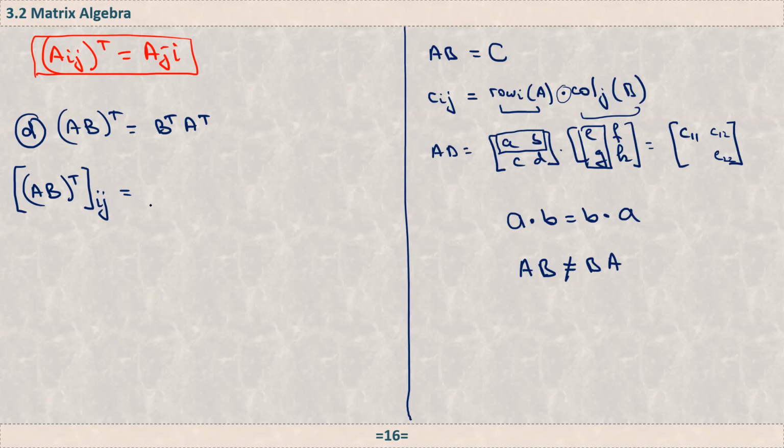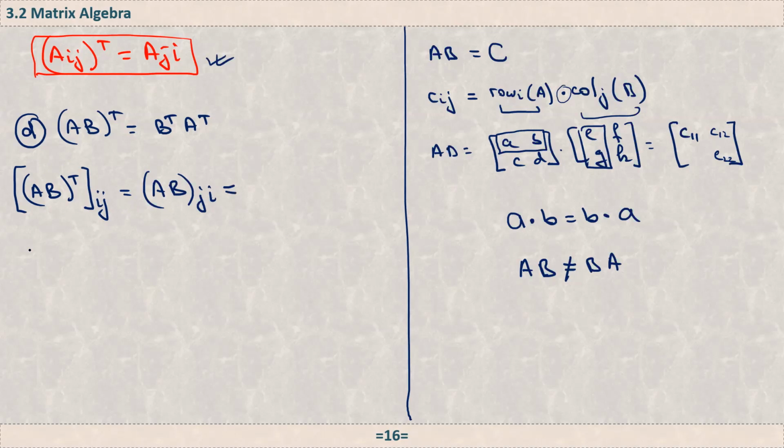What does it mean? By the definition, it is (AB) transpose at position (i, j). Here we have the transpose, so the entry Ij becomes Ji. That's the definition of the transpose.